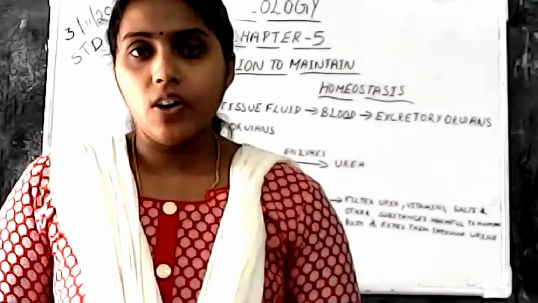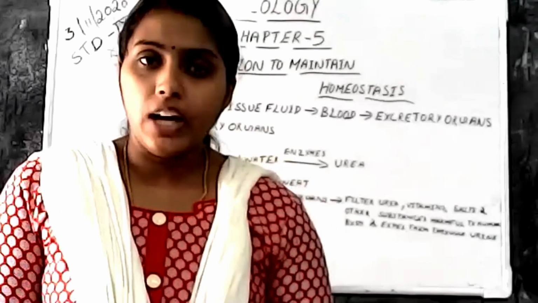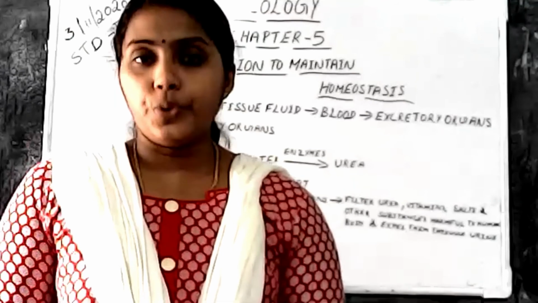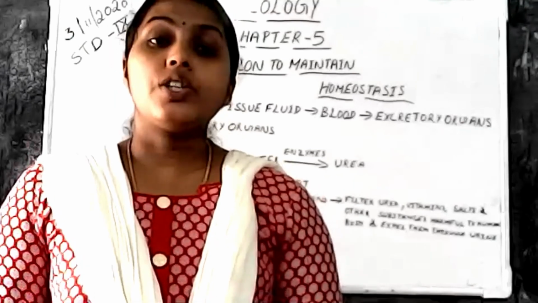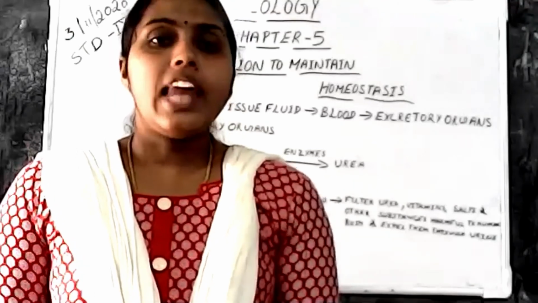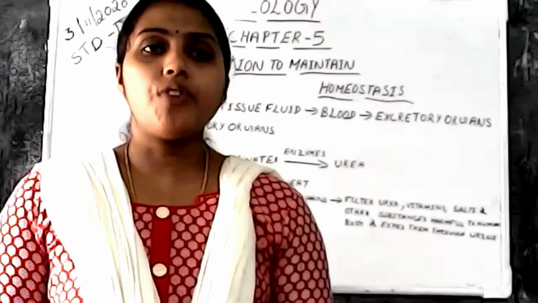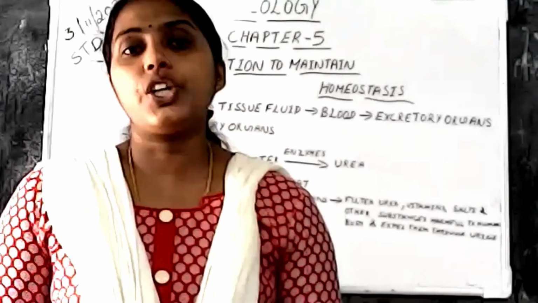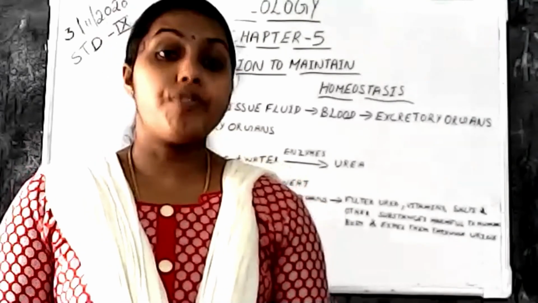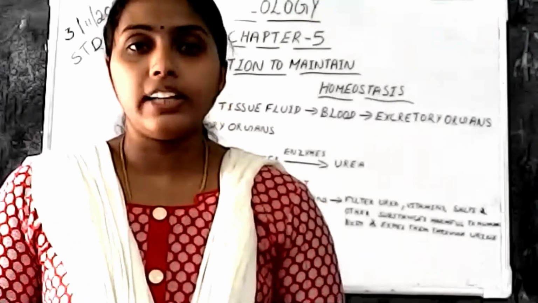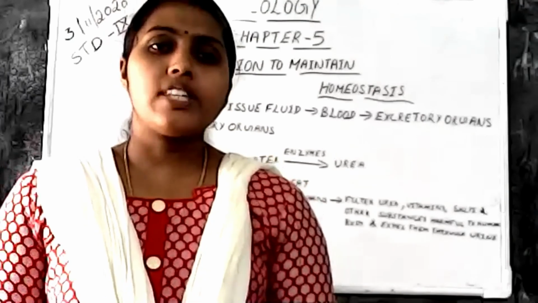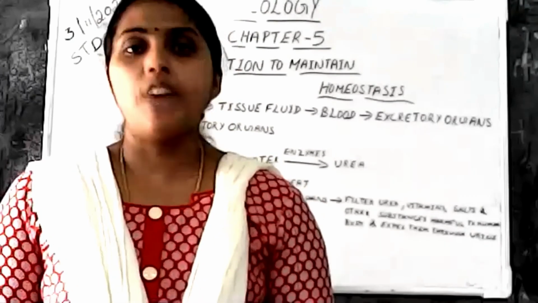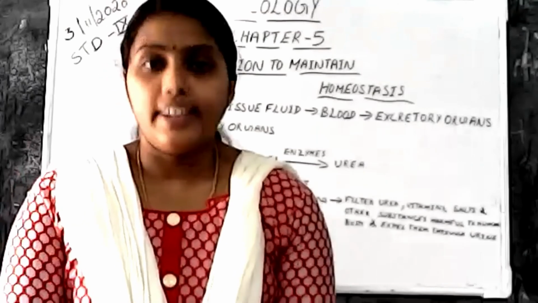The outer part is the cortex, the inner part is the medulla, and the pelvis is the region where urine is collected. Each kidney consists of 12 lakh ultrafilters, and they help in the filtration of the blood. These ultrafilters are called nephrons. Nephrons are the basic structural and functional unit of kidneys.